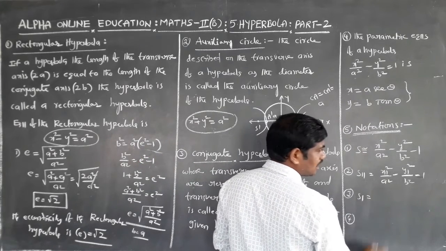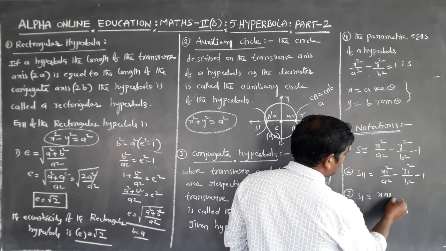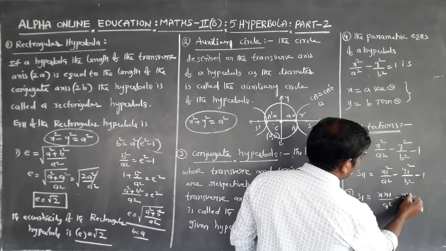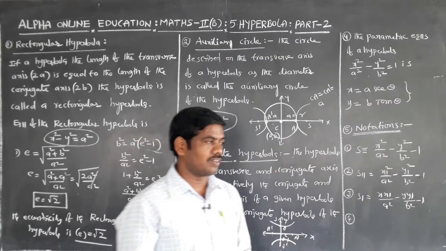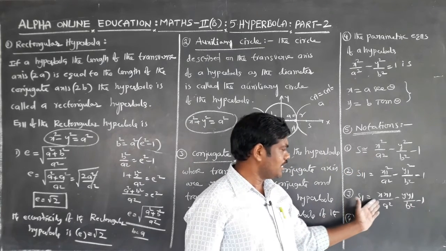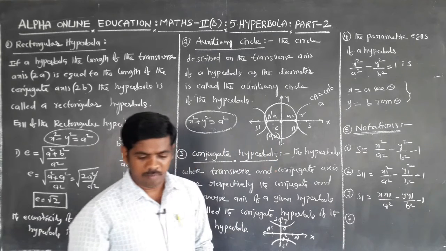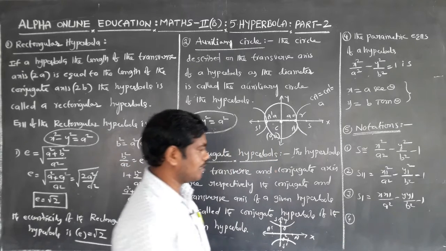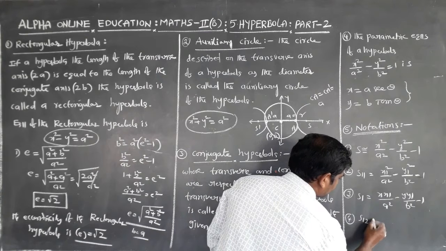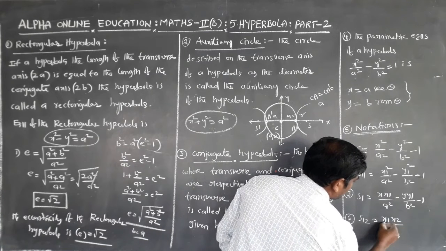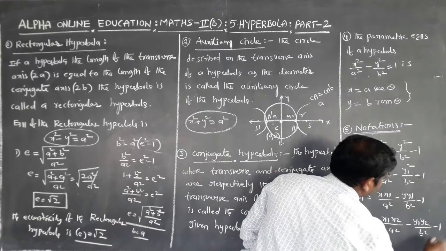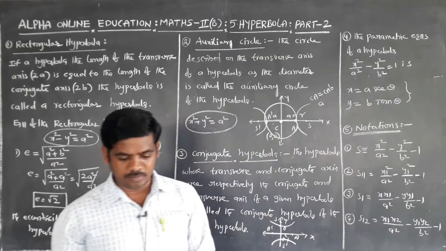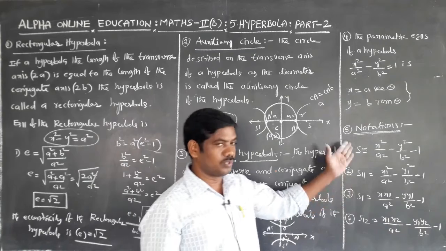Third one is S1. S1 means x x1 by a square minus y y1 by b square minus 1. Last one is S12: x1 x2 by a square minus y1 y2 by b square minus 1. These are the four notations.